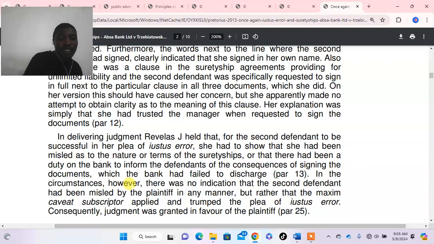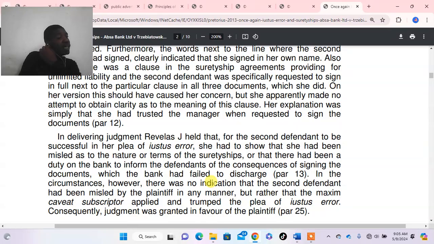In the circumstances, however, there was no indication that the second defendant had been misled by the plaintiff in any manner, and so the maxim caveat subscriptor applied and trumped the plea of iustus error. Consequently, judgment was granted in favor of the plaintiff.